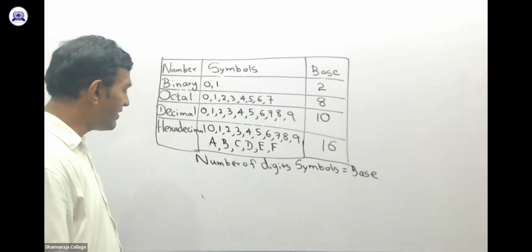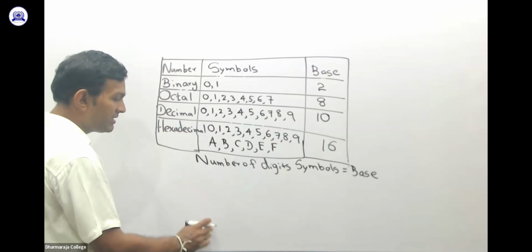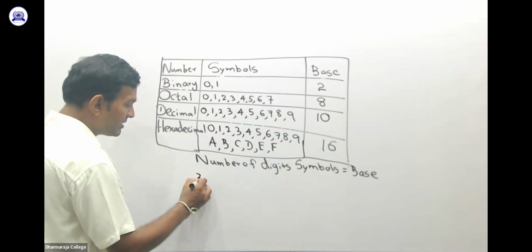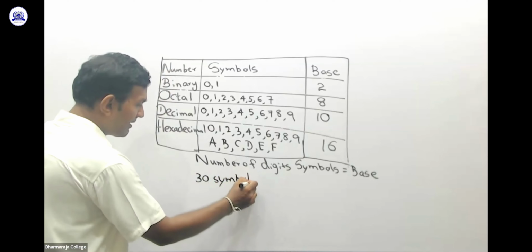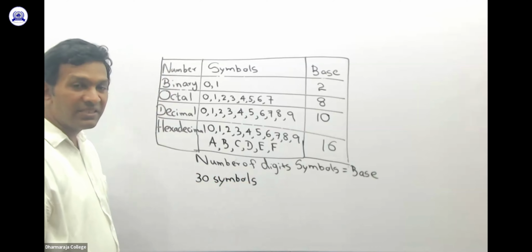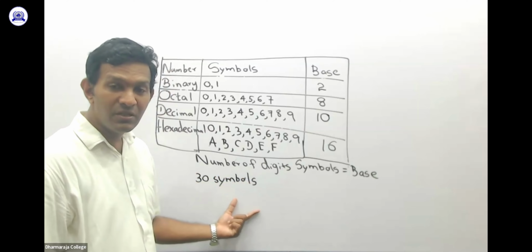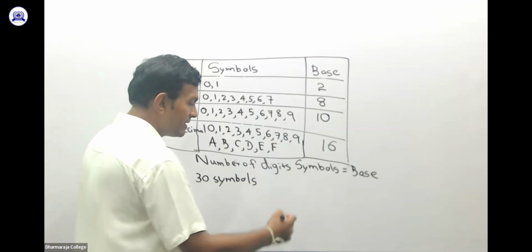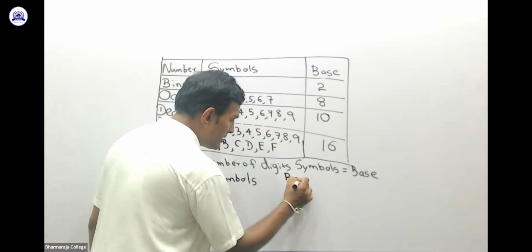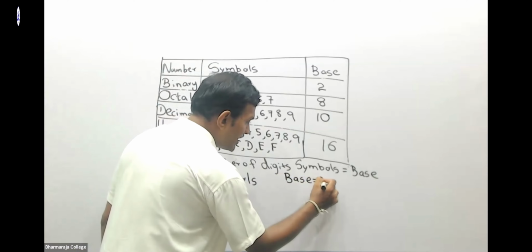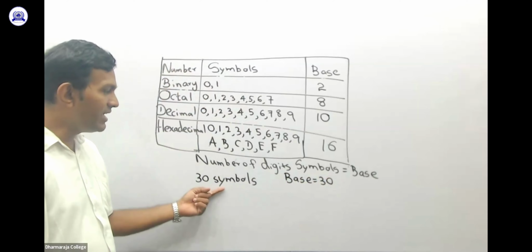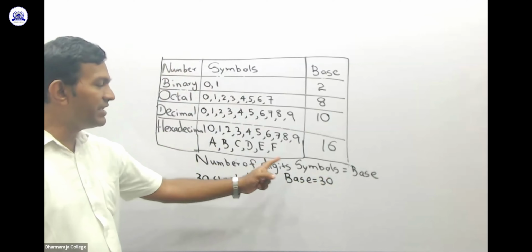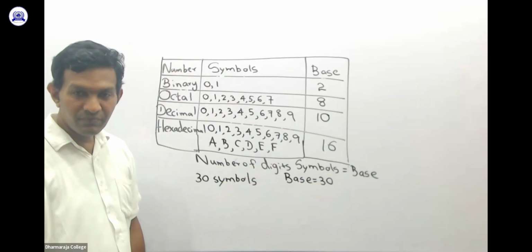For example, say we have a system which has 30 symbols. We assume there's another system which has 30 symbols. So what is the base? The base also is 30. So you can see here the relationship: the number of digits is equal to the base.